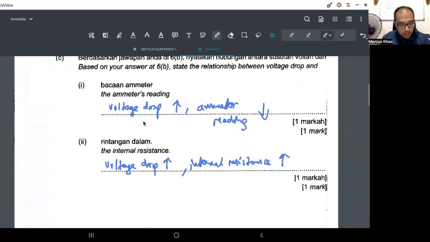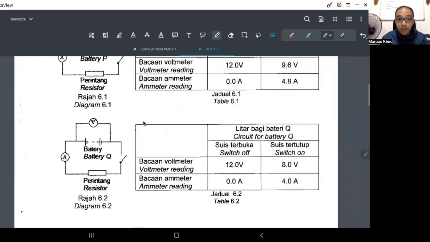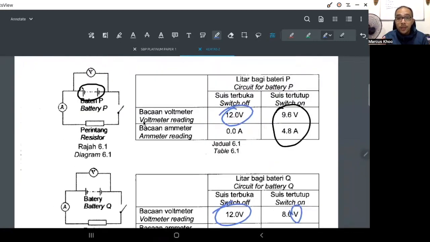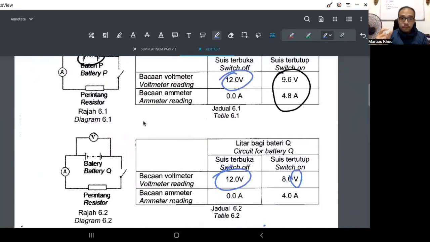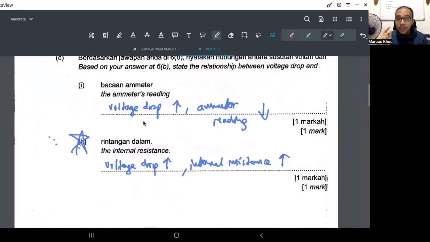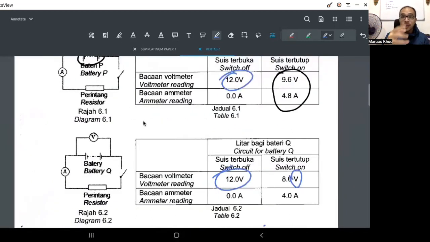Okay, this is probably the one where it's not so clear, because you need to think a little bit more. If there's a bigger voltage drop, it means that you need more energy to cross over the battery. That's why there's this voltage drop. So the bigger the voltage drop, the bigger the internal resistance, because that means not all the voltage is going into the circuit. A lot of it is being spent just to overcome the battery resistance.